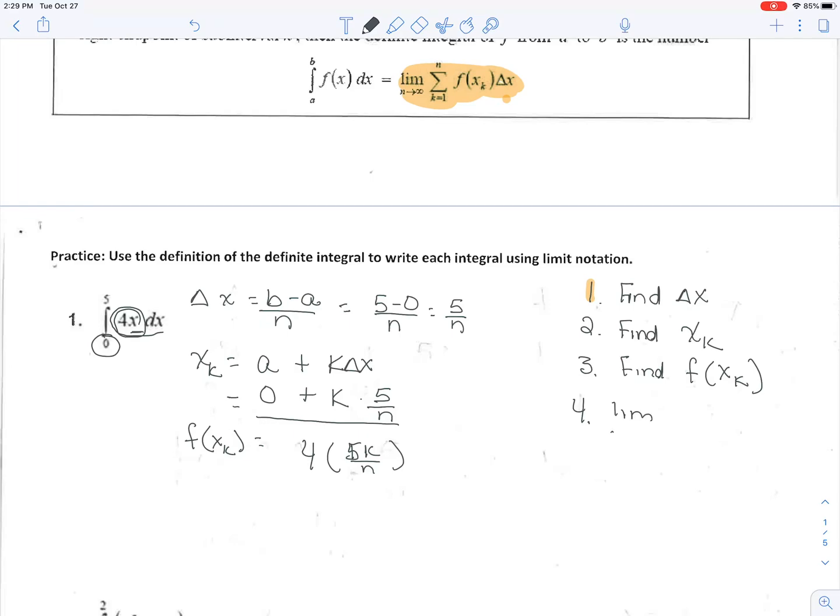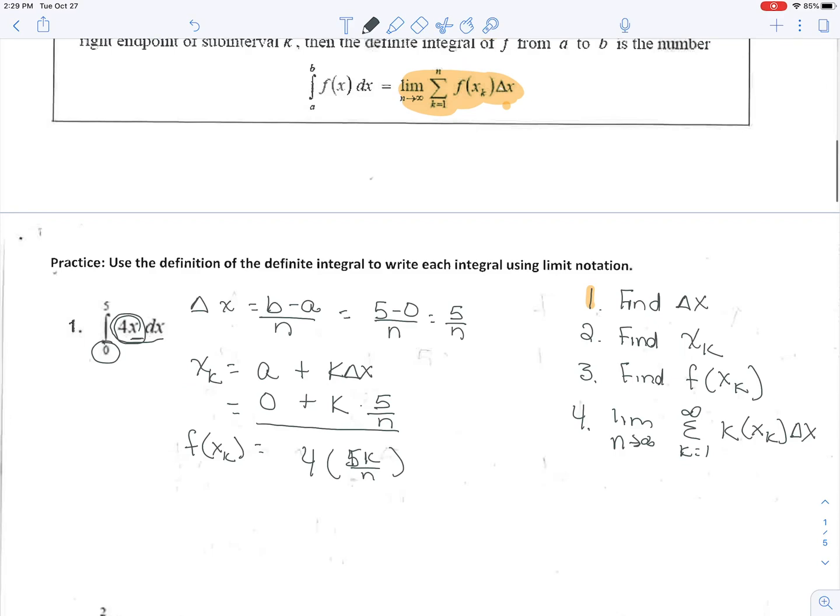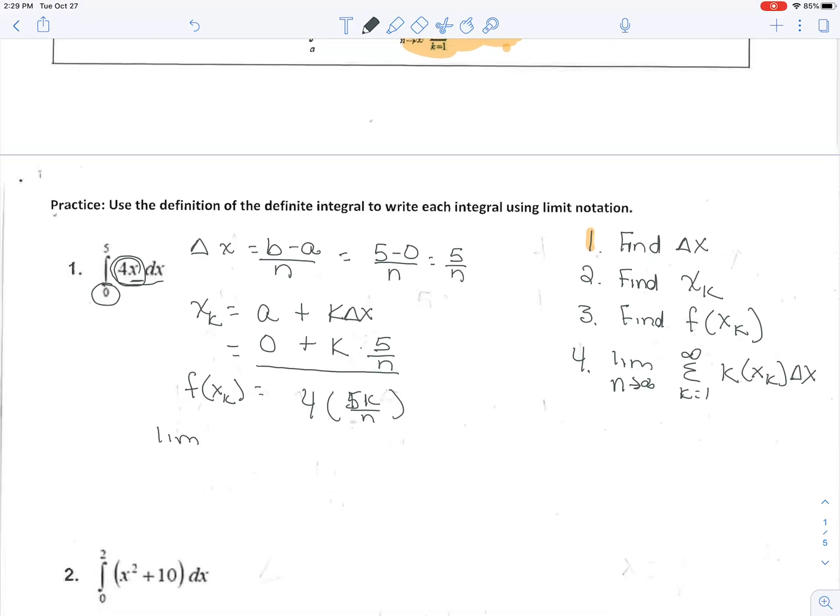And then the last thing is we're just going to write it as a limit. So this is the limit as n approaches infinity, of the sum from k equals 1 to infinity, of f of x sub k delta x. That should be f of x sub k, sorry. I'll erase it so you'll know. I'm sorry, I wrote that wrong.